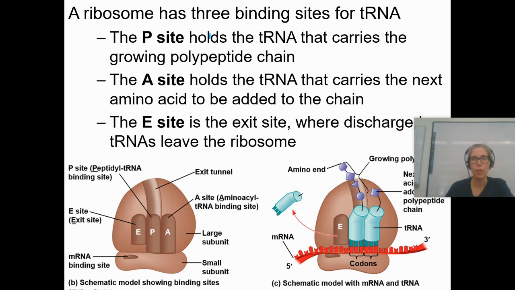So the ribosome has 3 binding sites: the P site, the A site, and the E site. The E site is where it's exiting, the P site is where you have the polypeptide being formed, and the A site is where you have the new amino acid coming in.